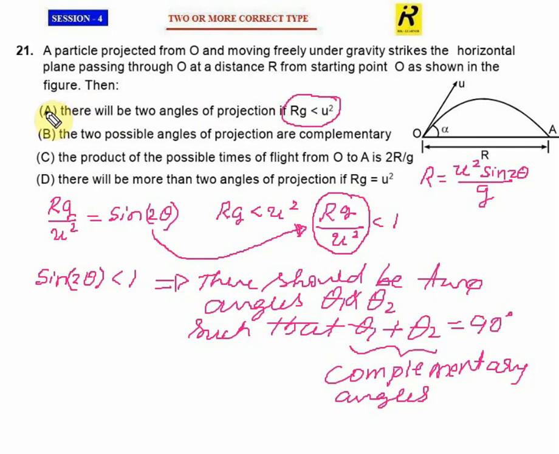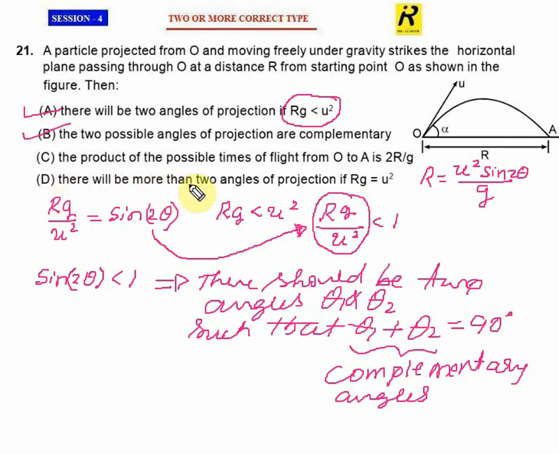What is said in option A is correct. And in option B, just read it: the two possible angles of projection are complementary. This should happen in the given circumstance, so the angles are called complementary angles. So option B is also right. Now I'll look at option D.